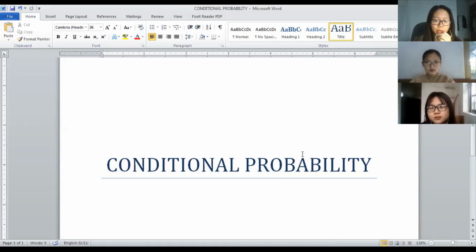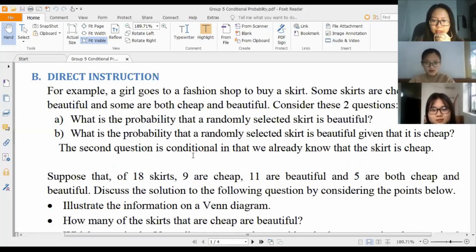So now let's take a look at a daily life example. Can you see the example? Yes, clearly. Okay. So for example, a girl goes to a fashion shop to buy a skirt. Some skirts are cheap, some are beautiful, and some are both cheap and beautiful.